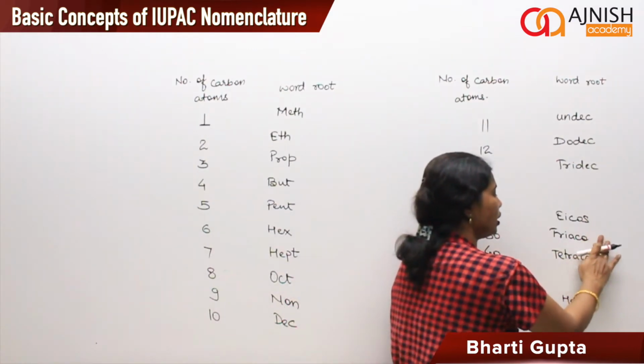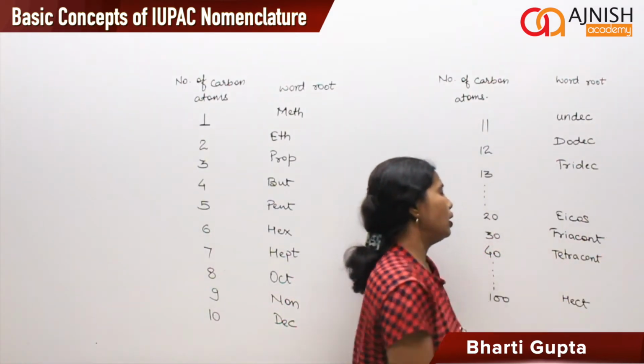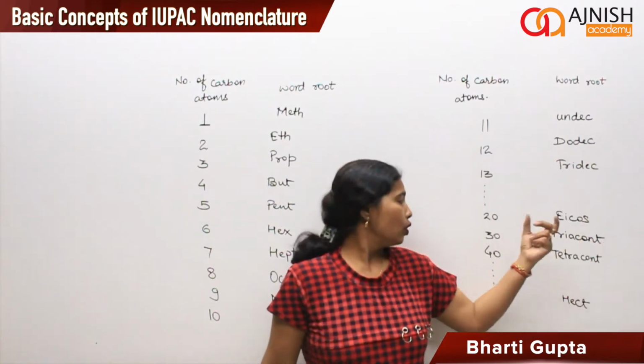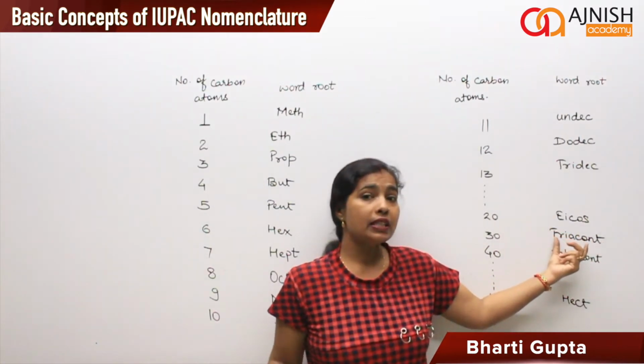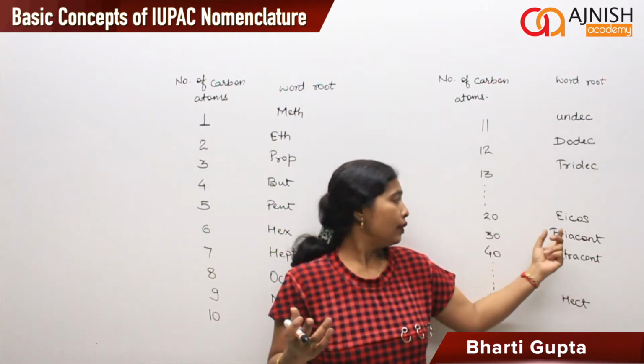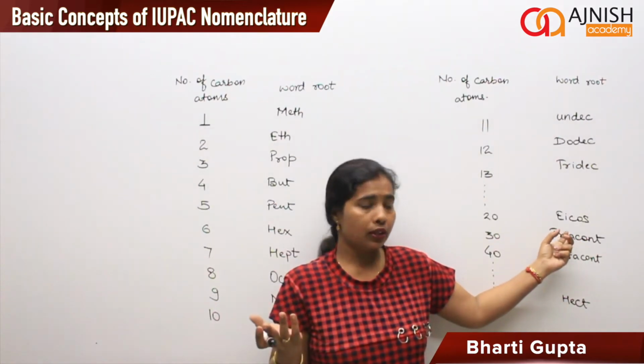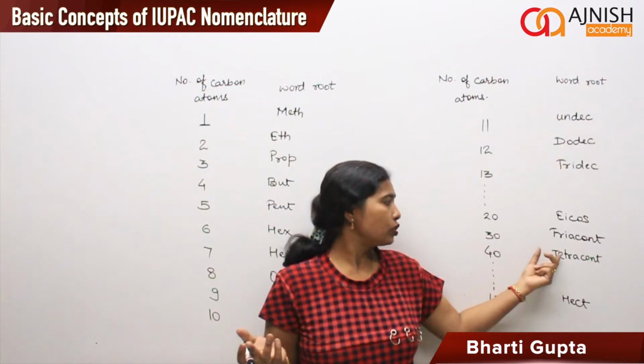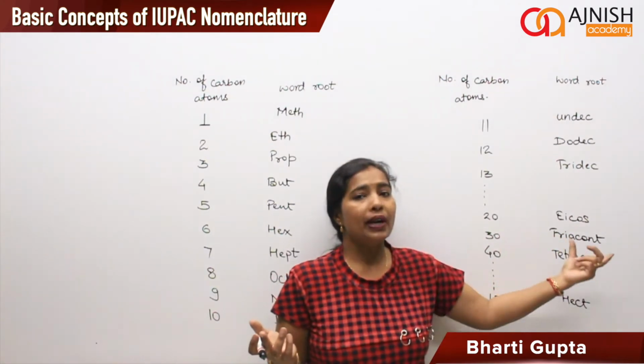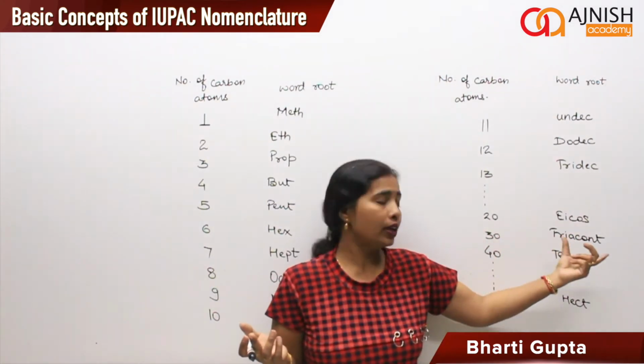It is not triacot, it is triacont. We call it triacontane. Then for 31 it is untriacont. Then for 32 it is dotriacont, and so on. Then for 40 we use tetracont, for 50 we use pentacont, for 60 we use hexacont, and so on.